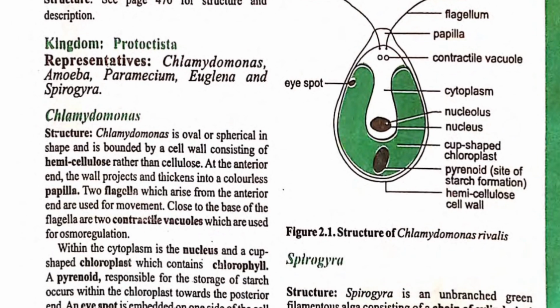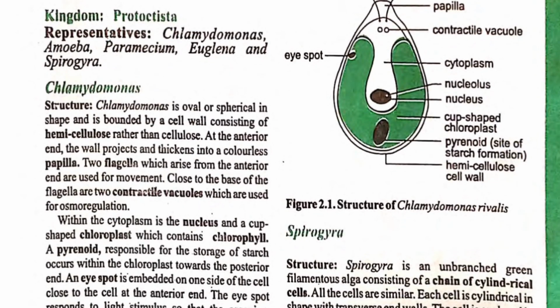Now, the Chlamydomonas is oval or spherical in shape and is bounded by a cell wall consisting of hemicellulose rather than cellulose. What is the difference between hemicellulose and cellulose? They are both polysaccharides. But hemicellulose consists of short branched polysaccharides, while cellulose consists of long unbranched polysaccharides. So that is the major difference.